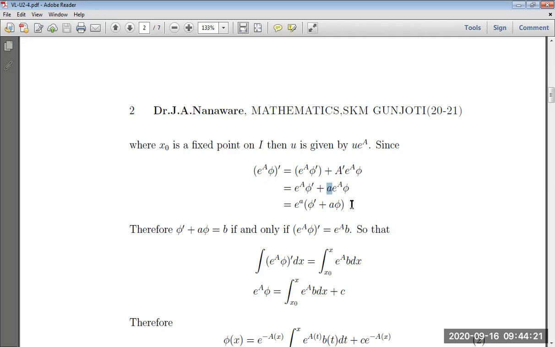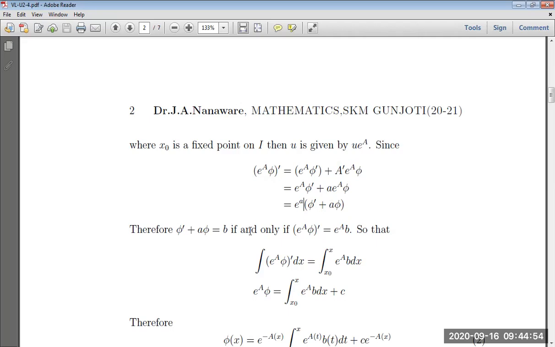And further you will get this as e to the power A, this is not small a, this must be capital A, the exponential function into phi dash plus a phi. So the derivative of this function e to the power A into phi is e to the power A into phi dash plus a phi. And therefore, what is phi dash plus a phi? That is nothing but b of x, right? From equation 1, we get this.